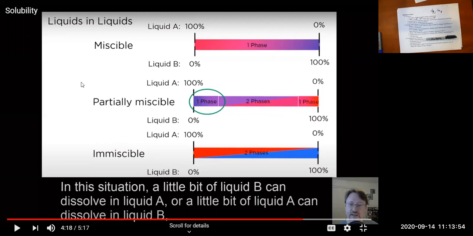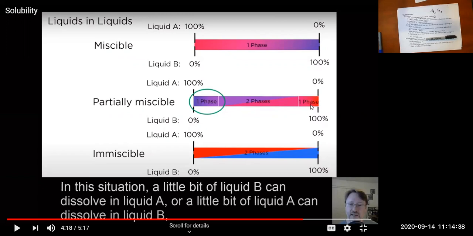These are great as extreme versions of what's going on, but a lot of things actually happen partway between: partially miscible. The idea is that in liquid A, you can dissolve a little bit of liquid B. Going up to about probably 20% in this example, you can have 80% A, 20% B, and it'll form a solution. But liquid A can't hold more than that, and beyond that, you start to get a phase separation.